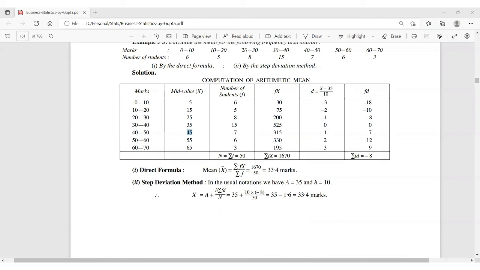Yes sir, got it. 33 point. Sir, same value, it came the same. Yes sir, I got the same 33 value.